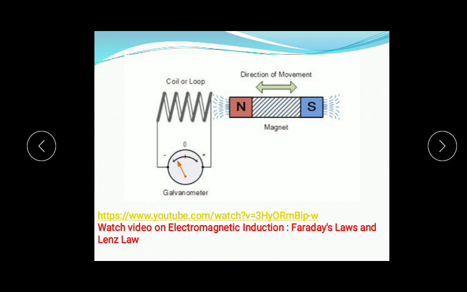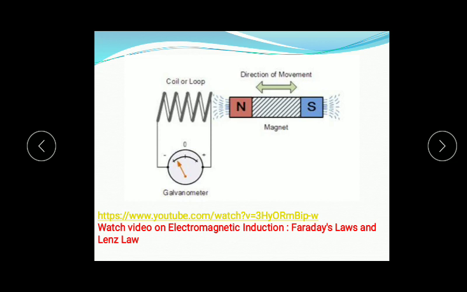Now, when the magnet is moved away from the coil, there is some deflection observed in the galvanometer, but in the opposite direction. And once again, if you keep the magnet stationary, the needle of the galvanometer returns back to 0.